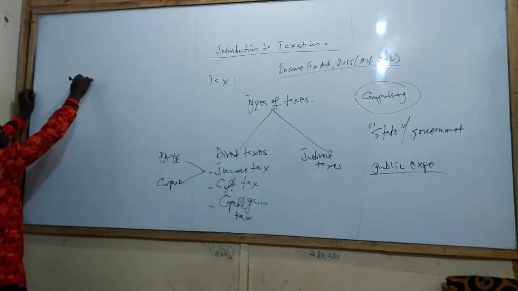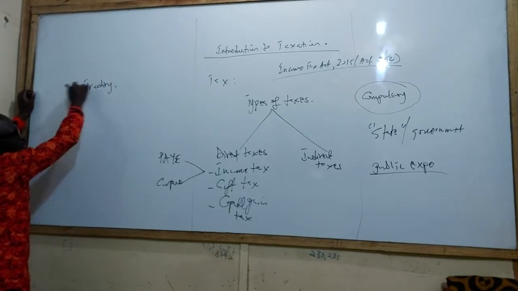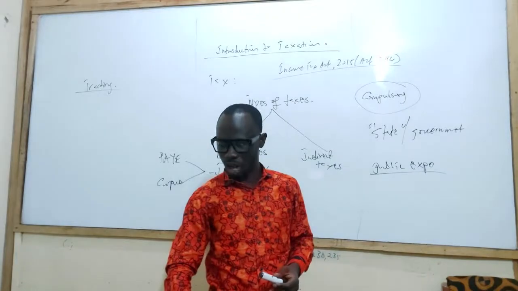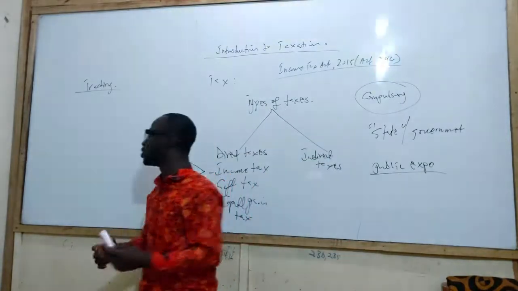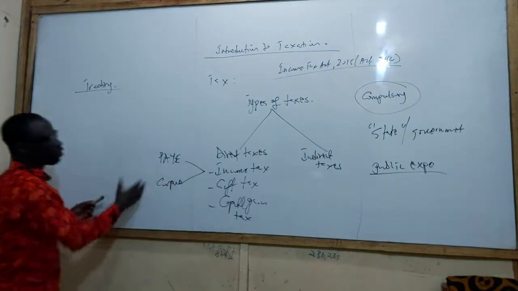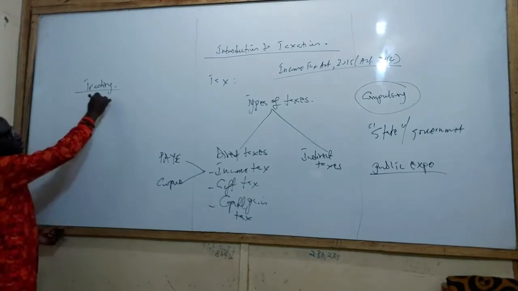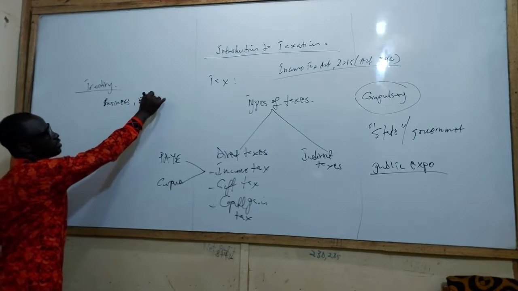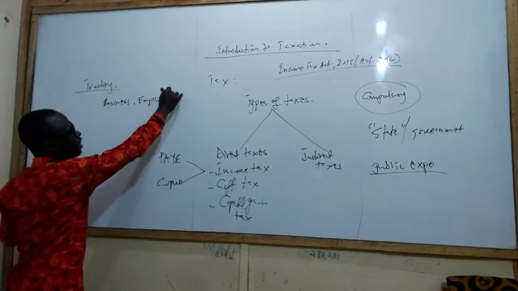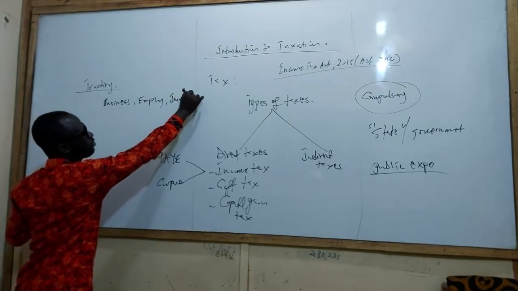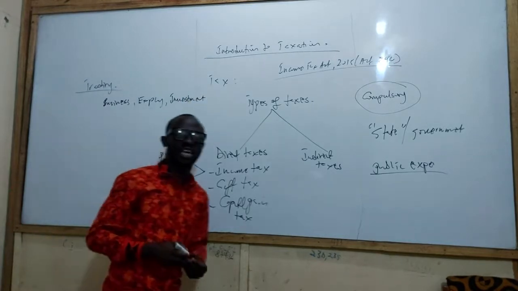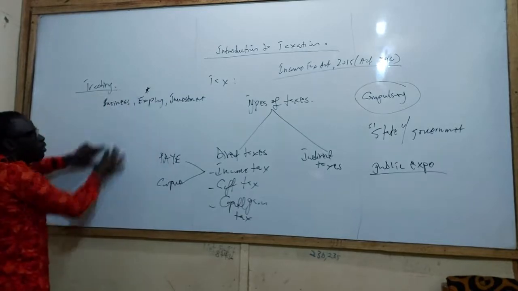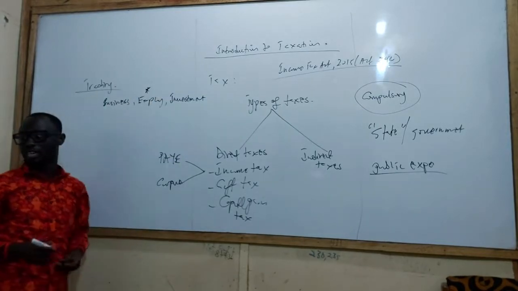Rather, the act defined the word trading. So, when it comes to sources of income for companies, sources of income in general, the Act says that there are three sources of income. We can talk about business, employment, and investment. For the purpose of advanced taxation, employment is not our focus, but business as well as investment.